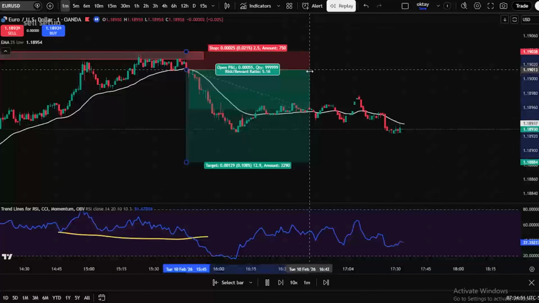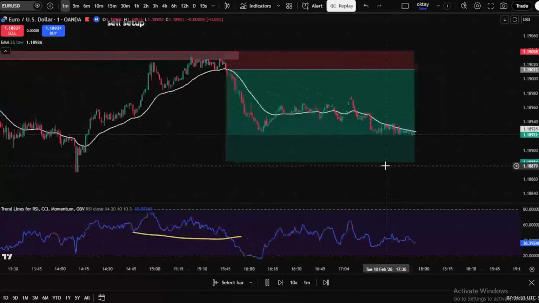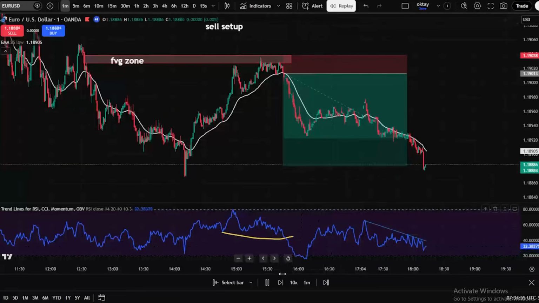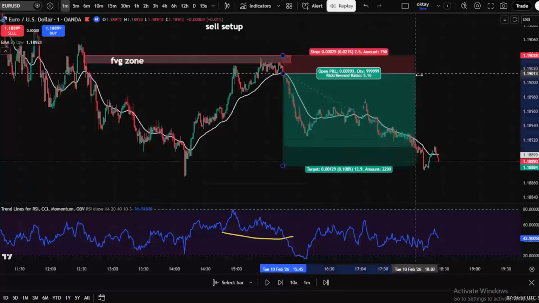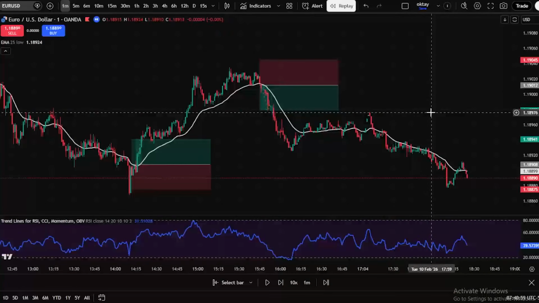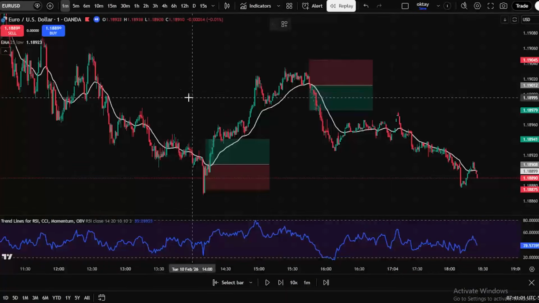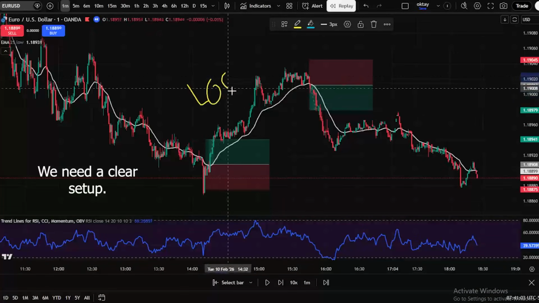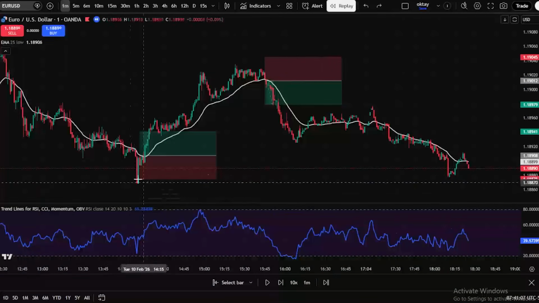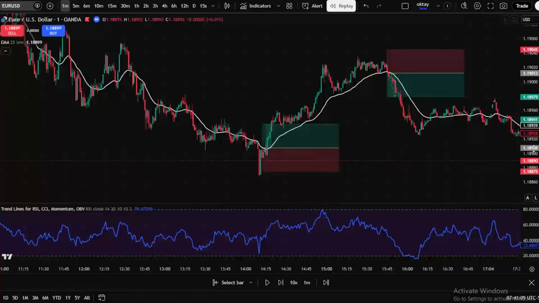Section 5. Stop loss, target, and professional risk management. This is exactly where most traders make mistakes. Many have good setups, but because they don't manage risk, they end up losing. Stop loss. On a 1-minute time frame, the stop should be reasonable and short.